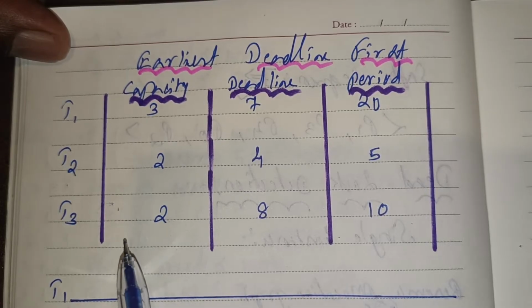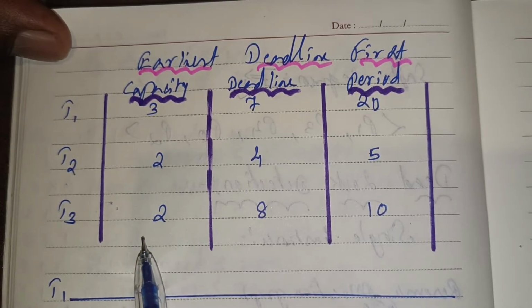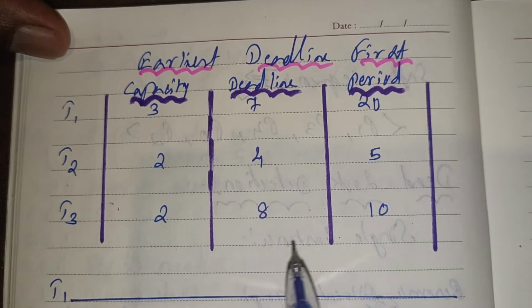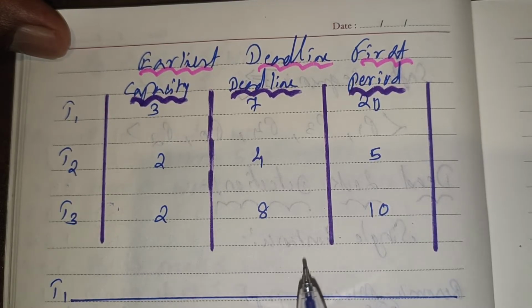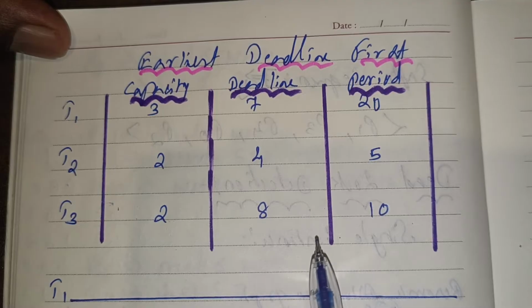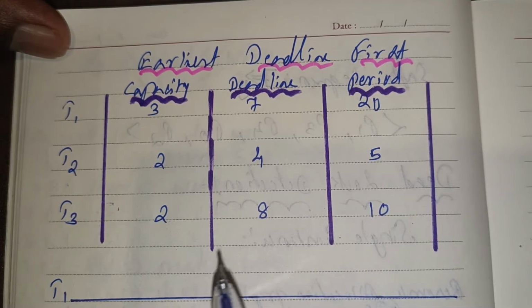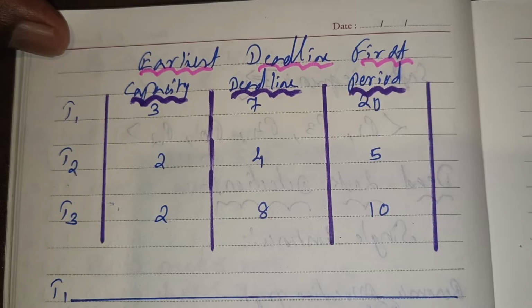Why is EDF very effective? Because compared to other scheduling algorithms in real-time systems, it can make the CPU utilization 100%. We are going to check that when we go through the proof, while still guaranteeing the deadlines of all the tasks. That is the main objective of the earliest deadline first algorithm. So let me get into the topic directly.